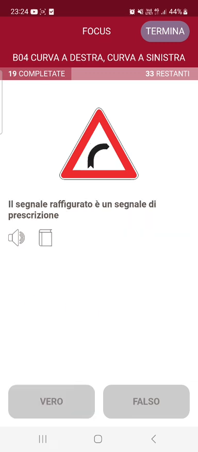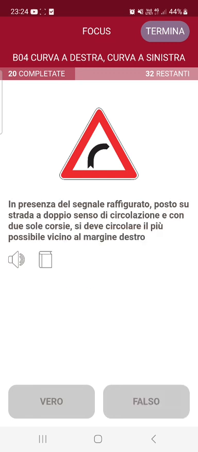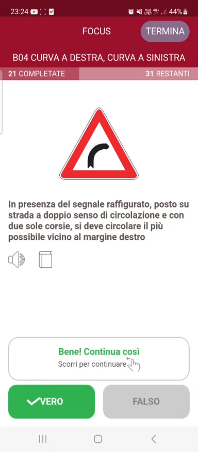Il segnale raffigurato è un segnale di prescrizione. Falso. This will not be segnale di prescrizione. This is segnale di pericolo. In presenza del segnale raffigurato, posto su strada a doppio senso di circolazione e con 2 sole corsie, si deve circolare il più possibile vicino al margine destro. Verissimo.